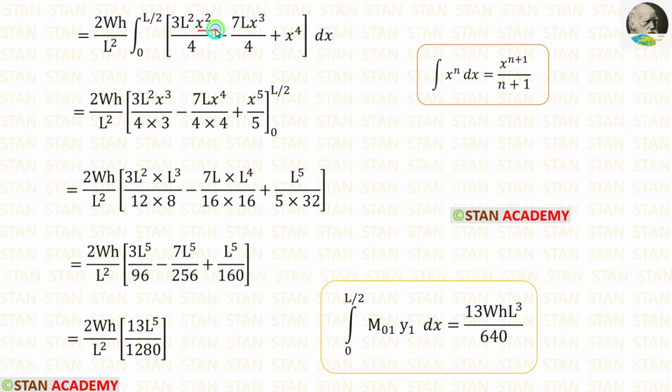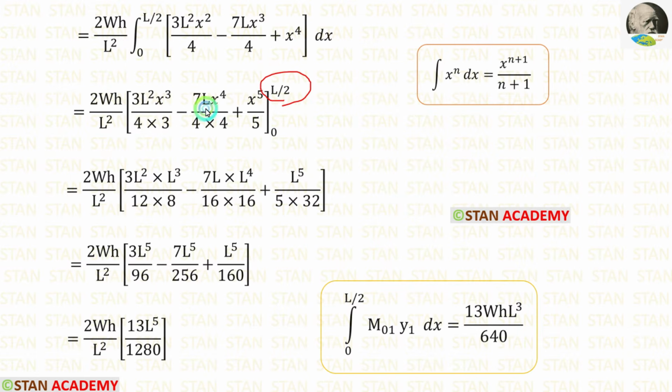When we integrate x square, we will get x power 3 by 3. When we integrate x power 3, we will get x power 4 by 4. When we integrate x power 4, we will get x power 5 by 5. Now let us apply the limits. No need to apply the lower limit because the whole term will become 0. Only apply the upper limit.